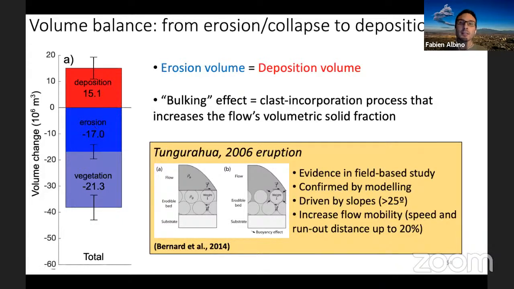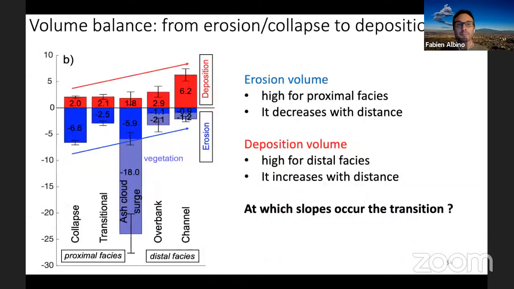So we believe here that we are detecting a bulking effect. This is the class incorporation process that increases the flow volumetric solid fraction. Most of the volume that deposited in the distal section comes from this collapse and this mass removal at the summit. Some evidence of this bulking effect was shown in the Tungurahua 2006 eruption on an outcrop, but here we clearly see a bulking effect at the scale of the flow. So with this technique, we are able to really quantify this phenomenon.